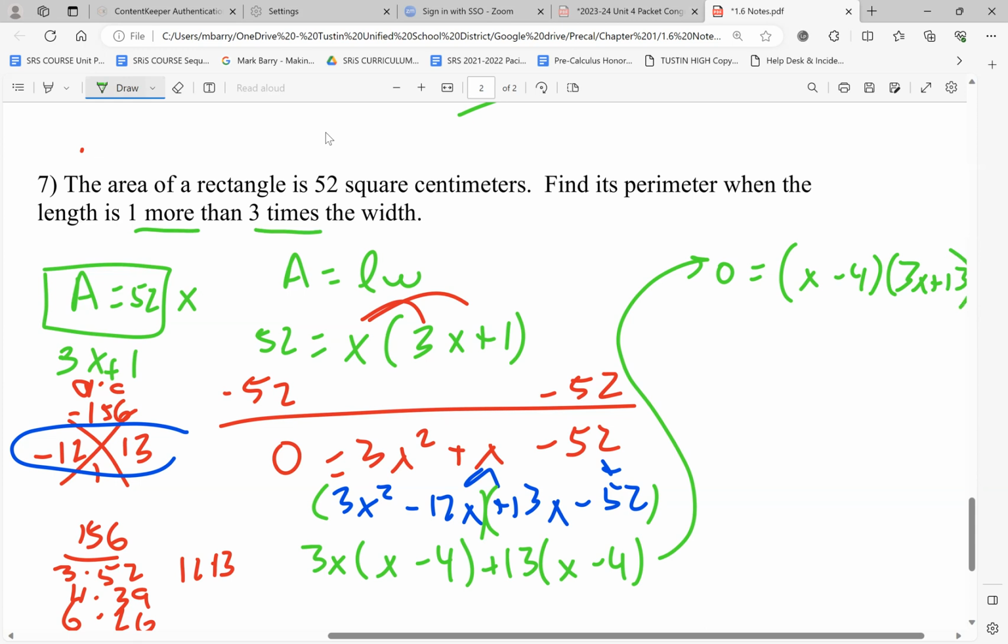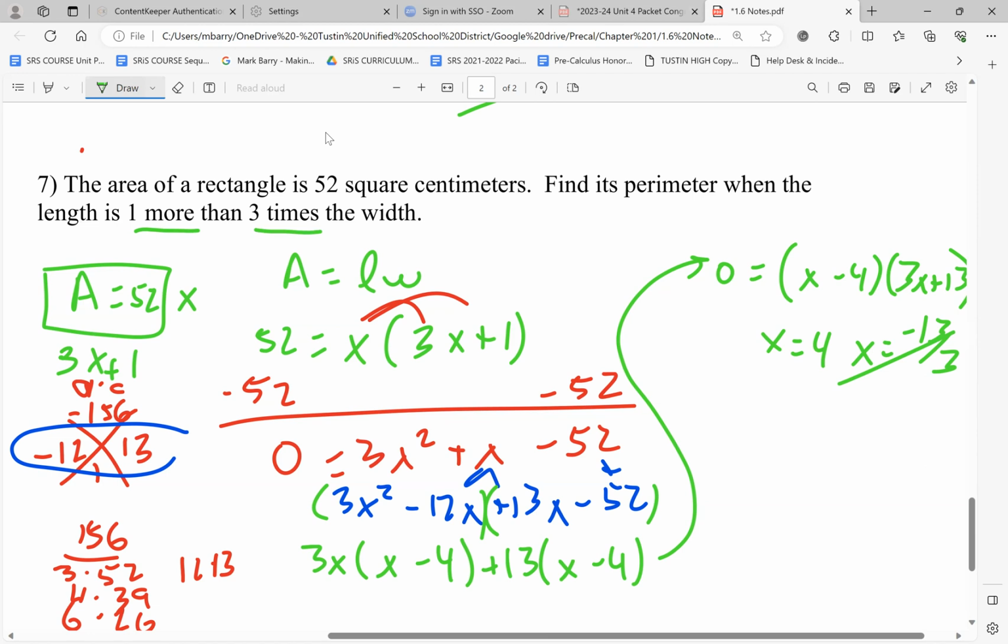And so that means that this one's going to be x equals 4. This one would be negative 13 over 3. I already know I'm going to ignore that negative answer. And so really, for the purposes of the word problem, x is just going to equal 4 for me.